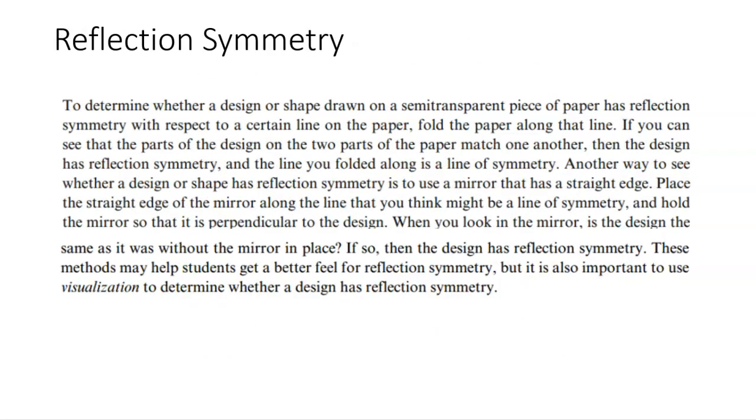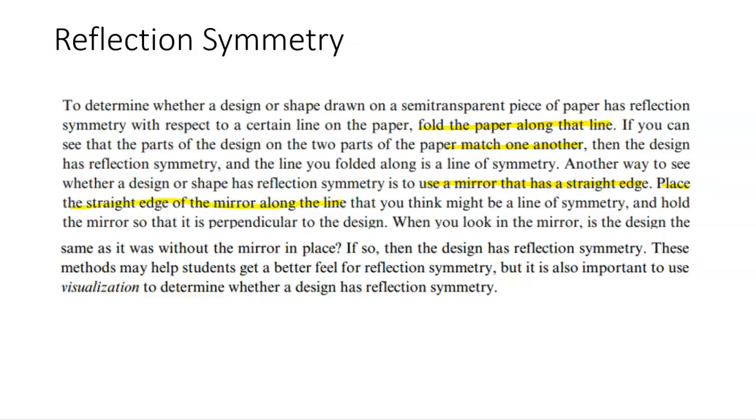To determine whether a design or shape drawn on a semi-transparent piece of paper has reflection symmetry with respect to a certain line, you can fold the paper along that line. If you can see that the parts of the design on the two parts of the paper match, then the design has reflection symmetry and the line you folded along is the line of symmetry. Another way to see whether a design or shape has reflection symmetry is to use a mirror that has a straight edge and place the straight edge of the mirror along the line that you think may be the line of symmetry.